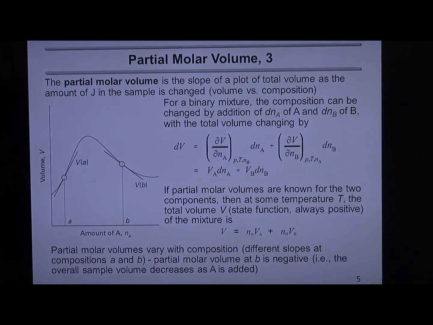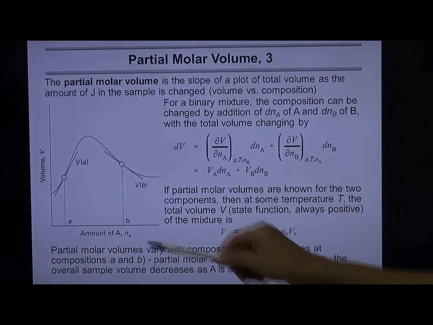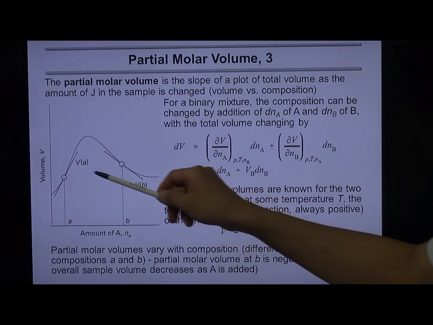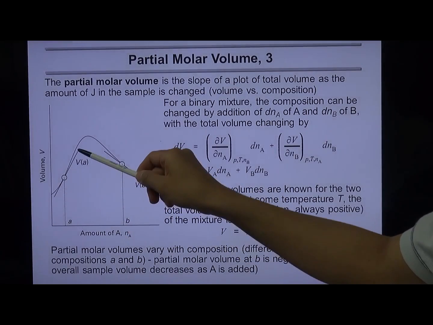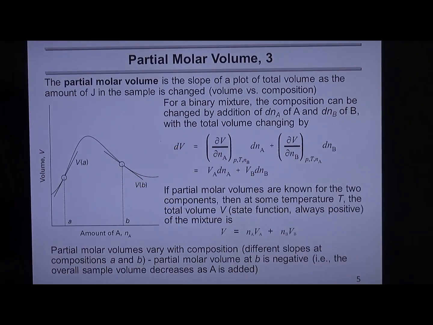So since partial molar volume is defined as the partial derivative of volume with respect to number of moles, if you have information about total volume as a function of composition or the amount of material, number of moles, then partial molar volume should be the slope at a specific number of moles. Okay, simple.